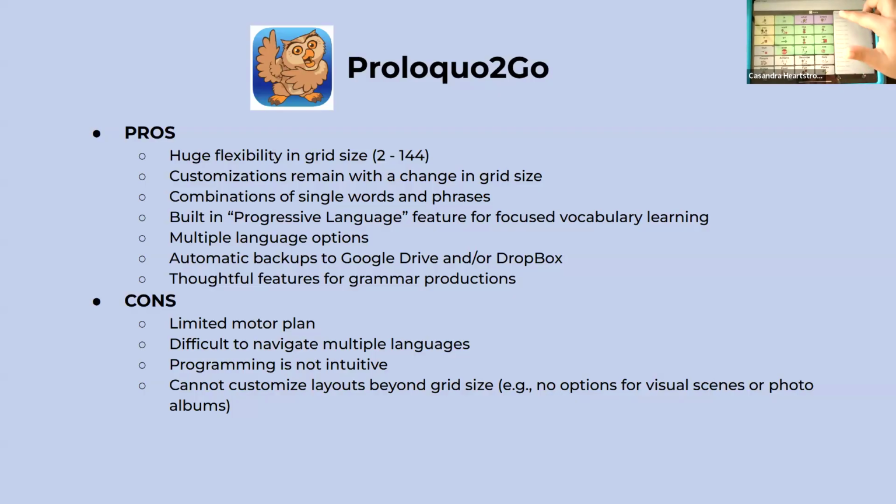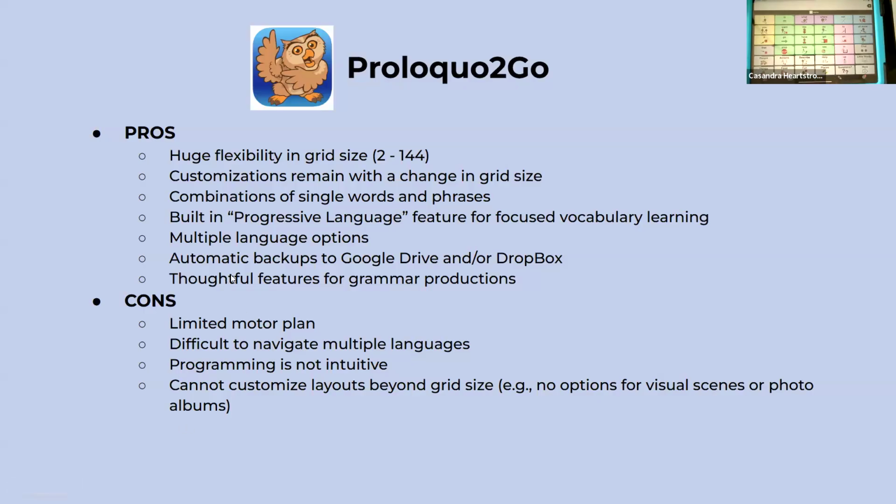I'm going to go into progressive language. So on step 1, we're going to hide most of the words so we can focus on learning this vocabulary. And once this vocabulary has been learned, we can go to step 2. It reveals some more. Step 3, step 4. All of the other devices, you can do this, but it's much more cumbersome. Proloquo2Go makes it really easy with just a click of a button.